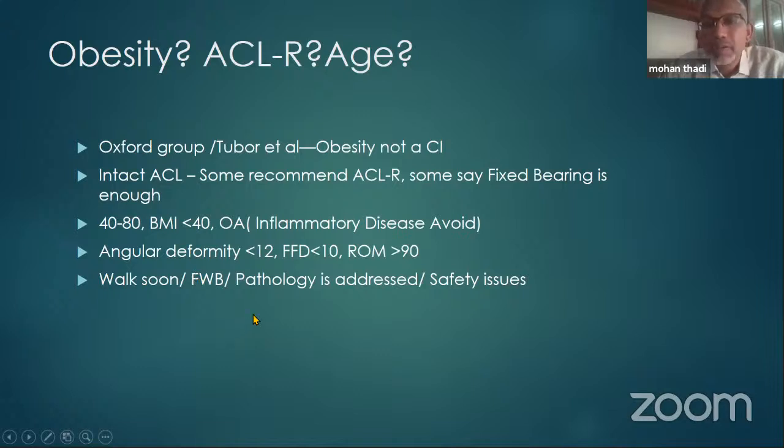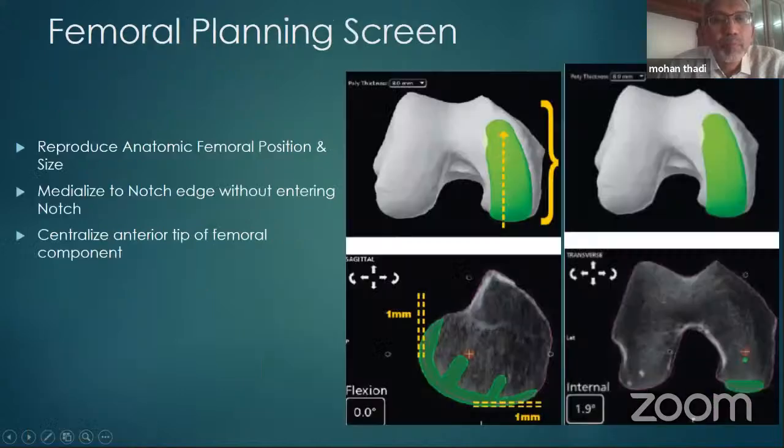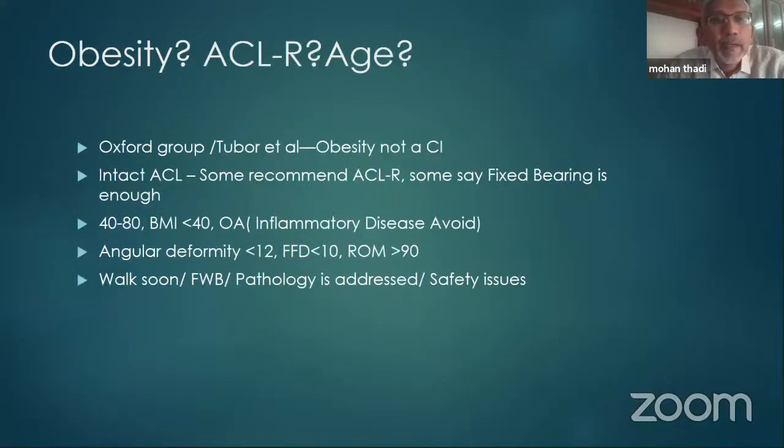I avoid inflammatory disease, and it's mostly osteoarthritis. Angular deformity, like I said, I'll push it up to 12, maybe 15. And I make sure there's not much of a fixed flexion deformity, less than 10 degrees. Range of motion should be at least 90 and preferably more.